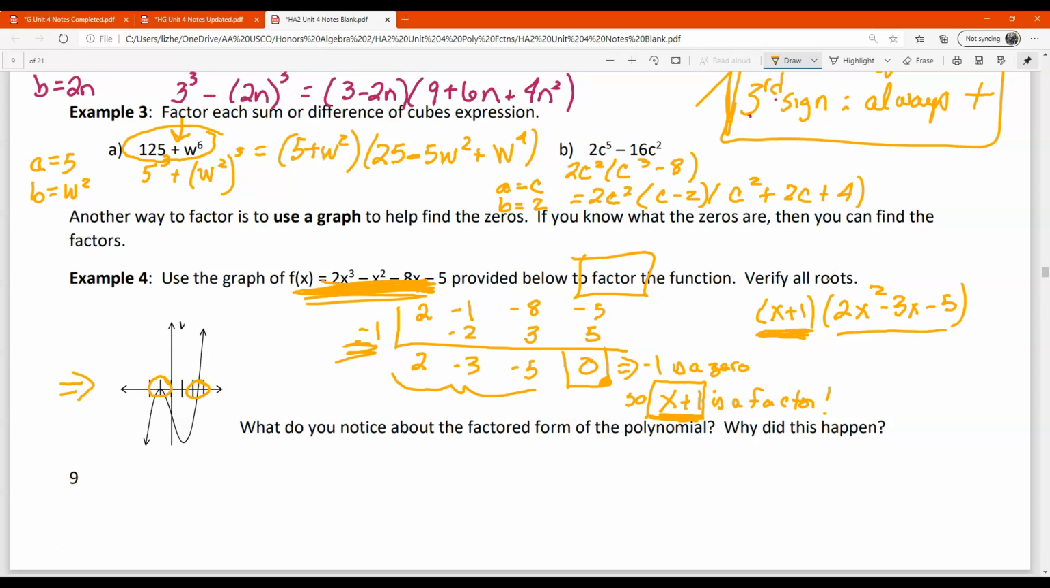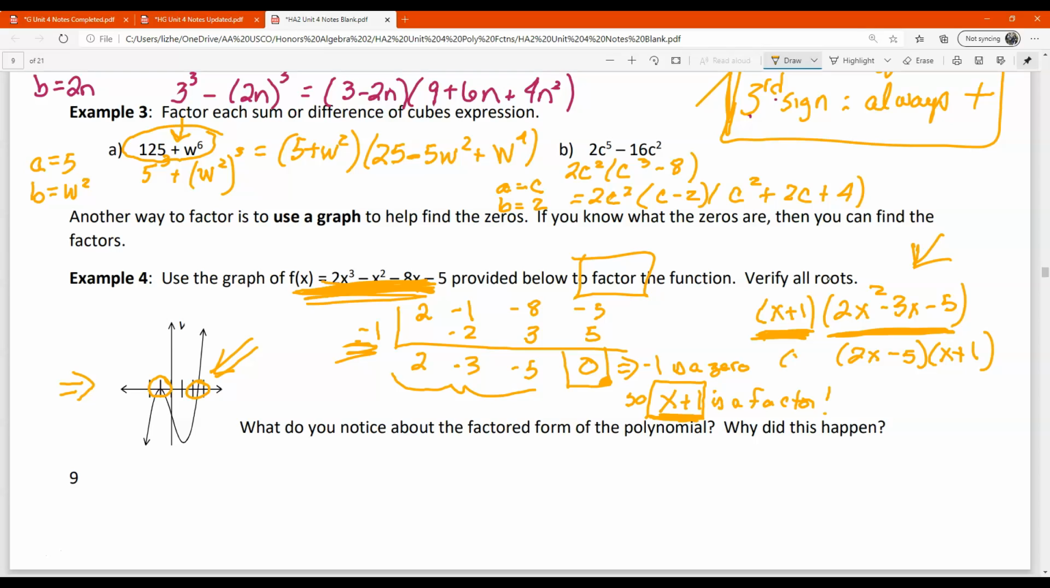So I've taken out my first factor, x plus 1. I'm now left with this. And this is also going to be able to be factored or used to find the other zeros. But since it's a quadratic, let's just try to factor it. Because remember, over here on the graph, we know there's another 0, isn't there? So what do we have if we factor this? We have 2x minus 5 times x plus 1. That is how this quadratic factors.